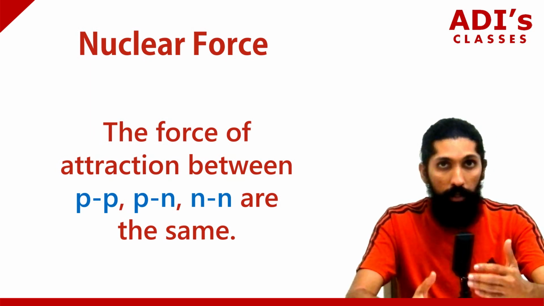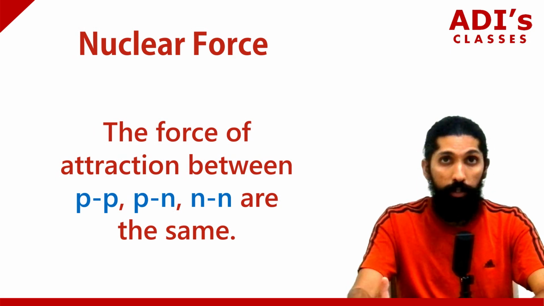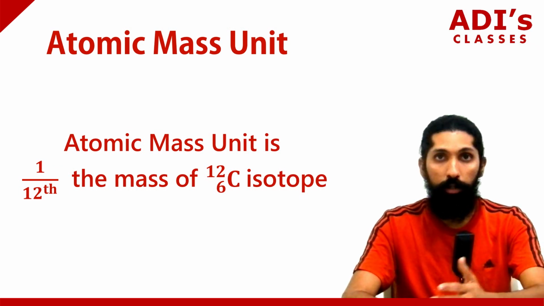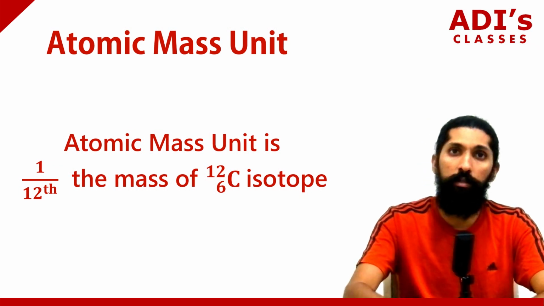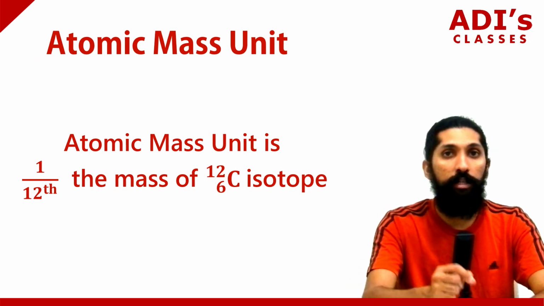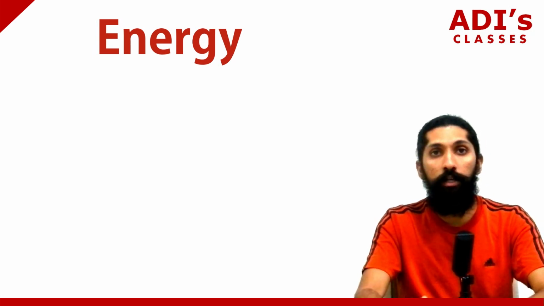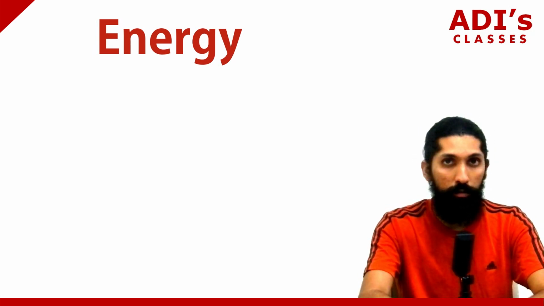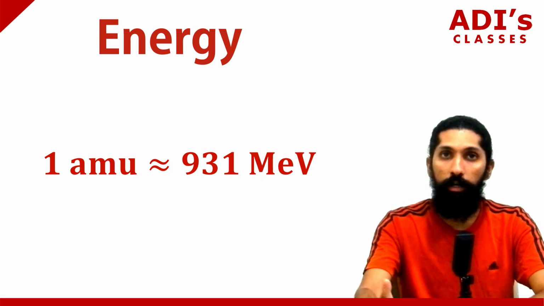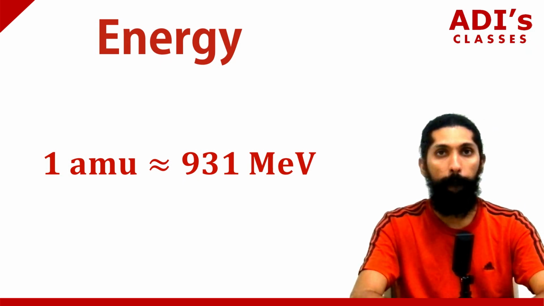And once we are done with the nuclear force, then we have the atomic mass unit, 1/12 the mass of the carbon-12 isotope. We took it that way, and we understood what 1 AMU is. And using Einstein's equation, E is equal to mc square, if you convert the entire mass into energy, how much is that energy? That also we discussed, correct? 1 AMU is 931 mega electron volt. This is the mass-energy equivalence, you can say.